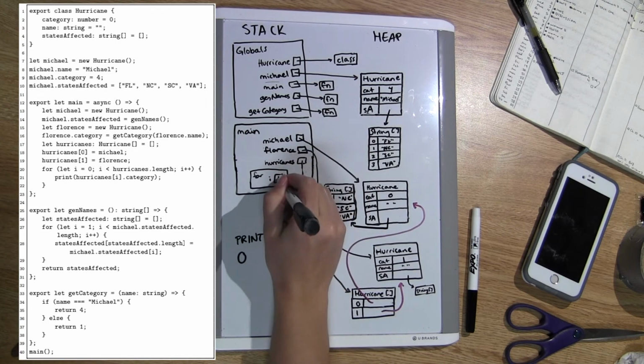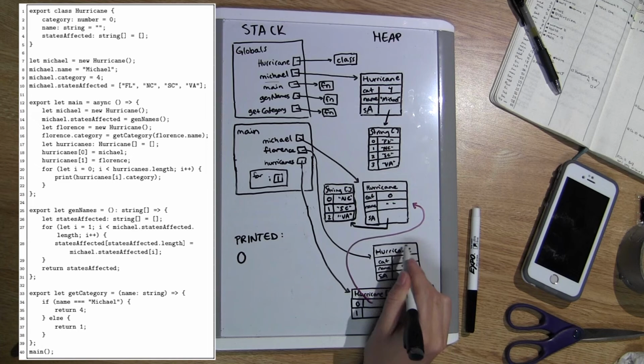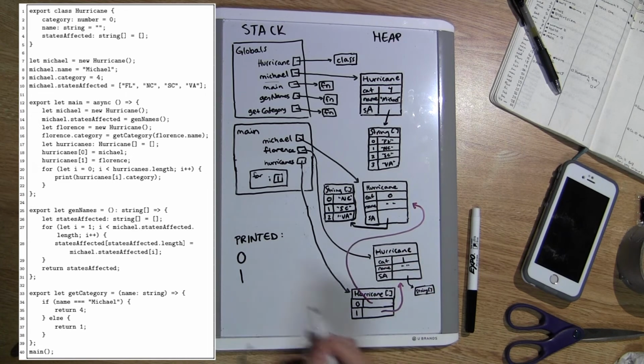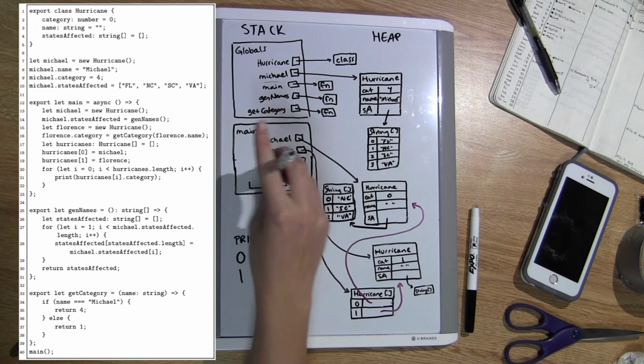And once we increment i, in the next turn of our for loop, we're looking at the first element of this hurricane array, which points to this hurricane object here. The category there is 1. We'll print out a 1. Incrementing i to 2 leads us to the realization that hurricanes.length is 2, and 2 is not less than 2. We're done with our for loop. We'll erase this mini frame and carry on with our program.